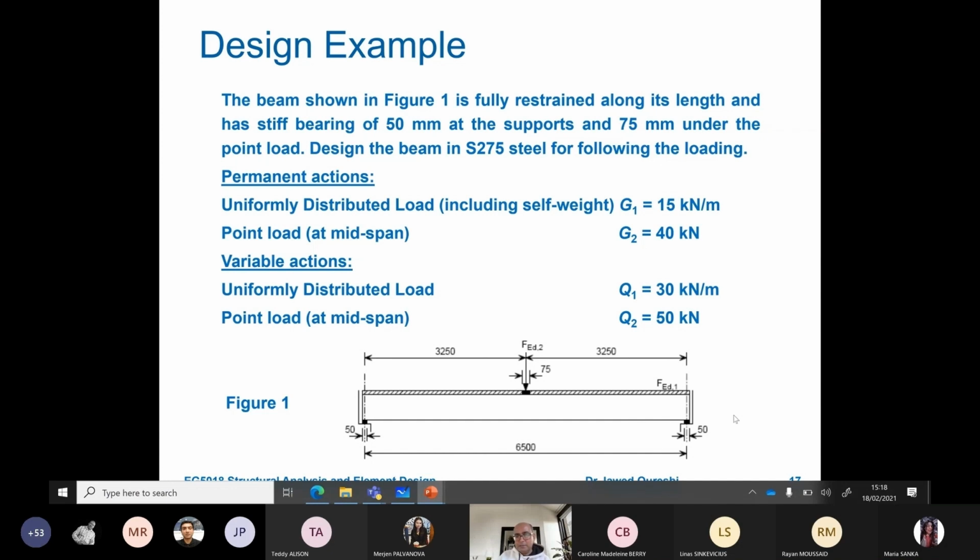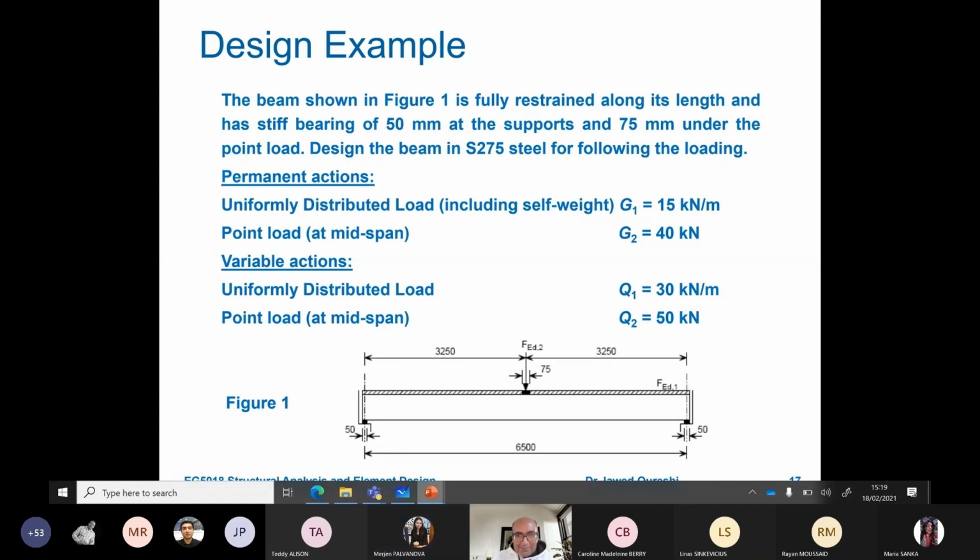Now here you can ask me a question that, okay, Dr. Qureshi, you said on secondary beams we will just have UDLs, but here you have a point load. How come it is a restrained beam? If you're asking me this question, then I'm going to reply. If you're not asking me, then I'll just go ahead with the example. Could you reply, please?